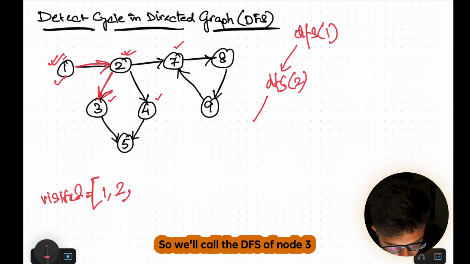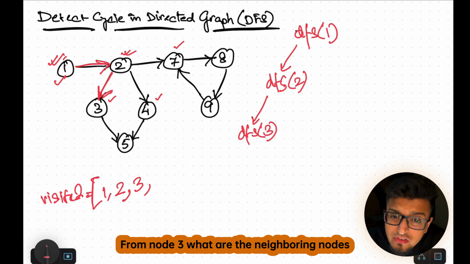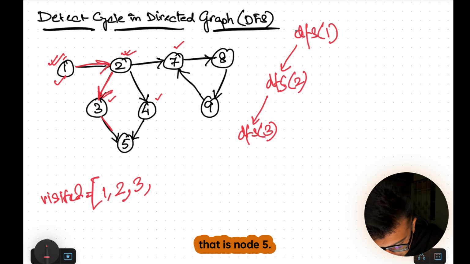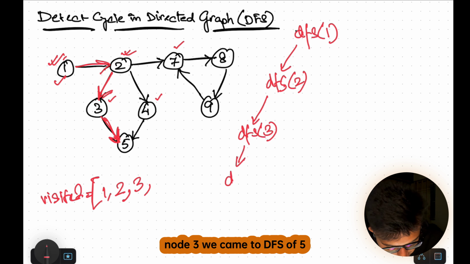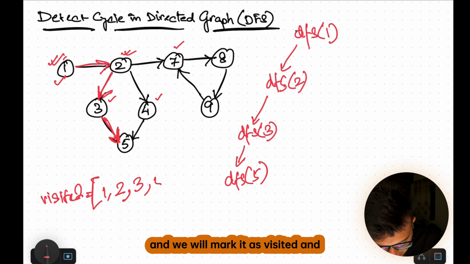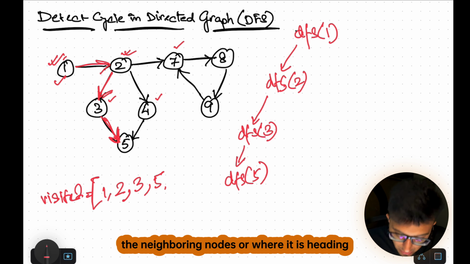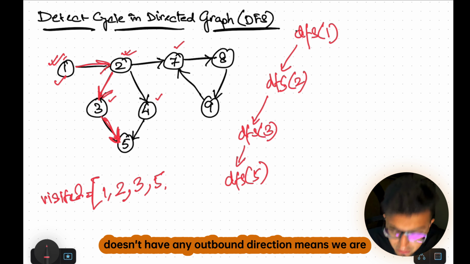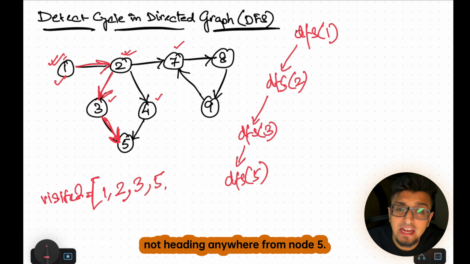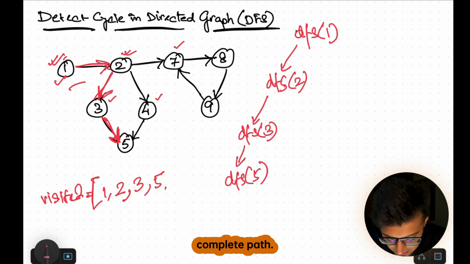So we'll call the DFS of node 3 and mark it as visited. From node 3, what are the neighboring nodes? That is node 5. So we will take this path, from node 3 we come to DFS of 5, and we will mark it as visited. From node 5 we will check what the neighboring nodes are, or where it is heading towards. Here you can see node 5 doesn't have any outbound direction, meaning we are not heading anywhere from node 5. So this is the dead end for this complete path.